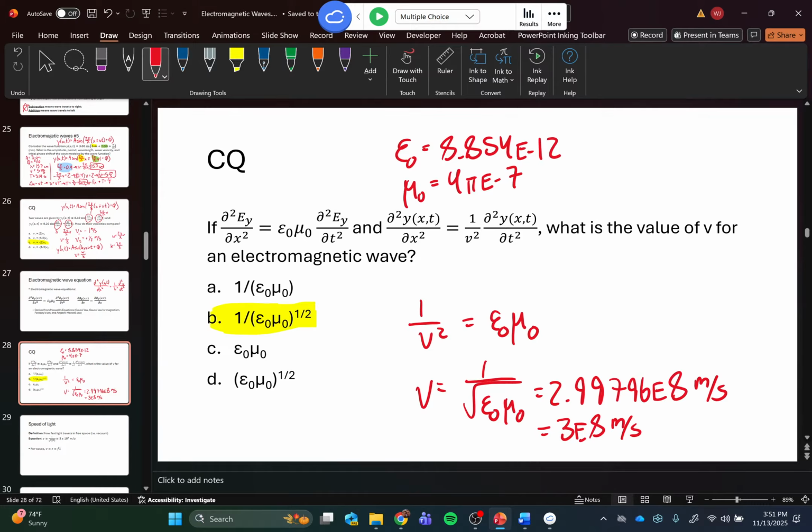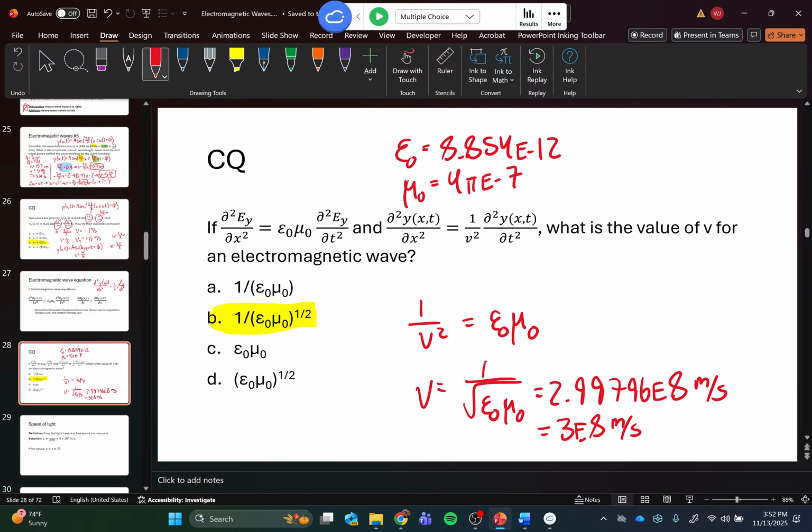Now, epsilon naught and mu naught are measured experimentally. Those do come from experiments. But you don't actually have to look, measuring how fast light travels is not an easy thing to do. It's really fast. You can't just get a meter stick and a stopwatch and turn on a light bulb and measure it. But epsilon naught and mu naught actually aren't too hard to measure. You can do capacitors and things like that to measure them. And from that, you can get the speed of light through other experiments.